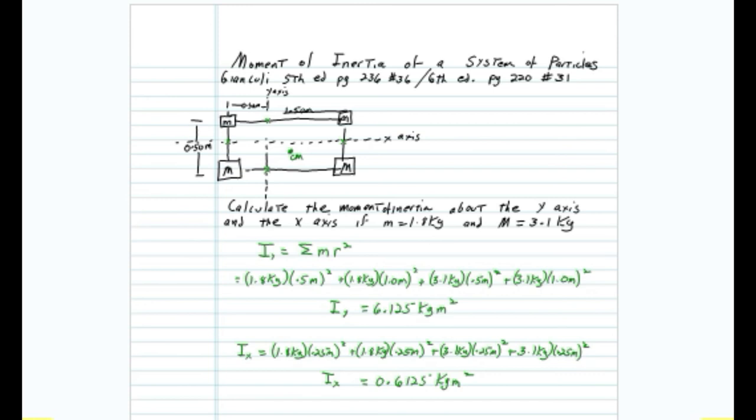And that's a useful fact when we're looking at qualitative questions and things like that. If we know where the center of mass is, if the axis is close to that, that's going to be a lower rotational inertia or moment of inertia than when the axis is far from that center of mass.